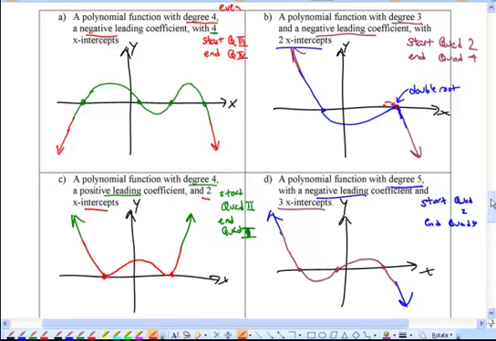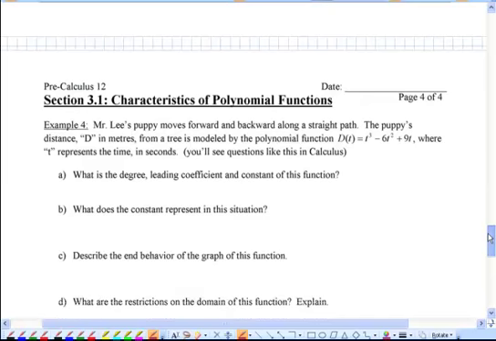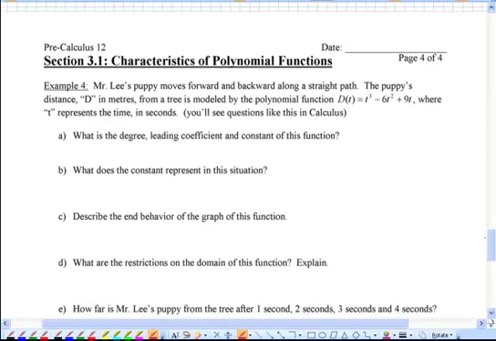Alright, let's turn the page. Last example for this section. It's a pretty long section, I know. Yes, lots of interesting material. Okay.